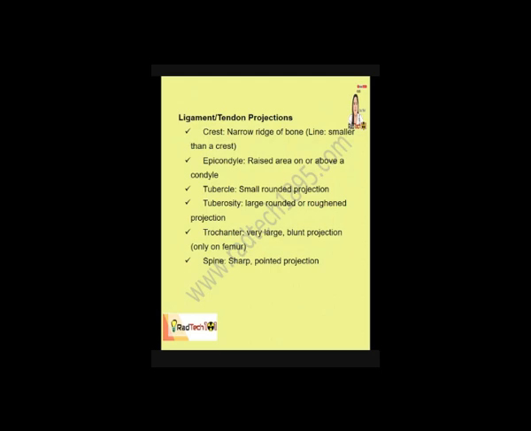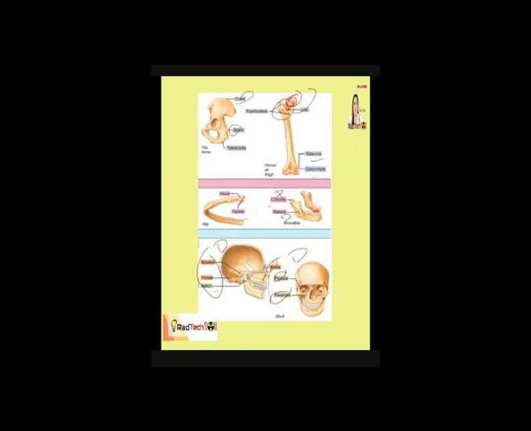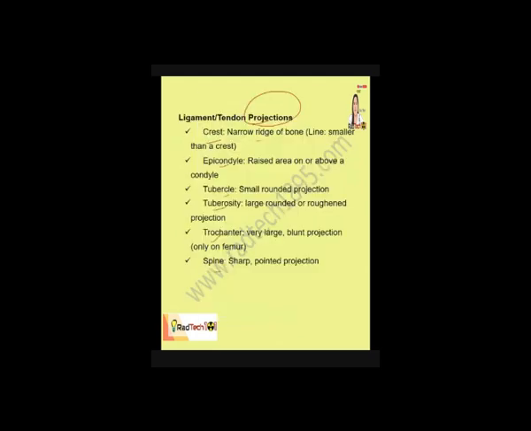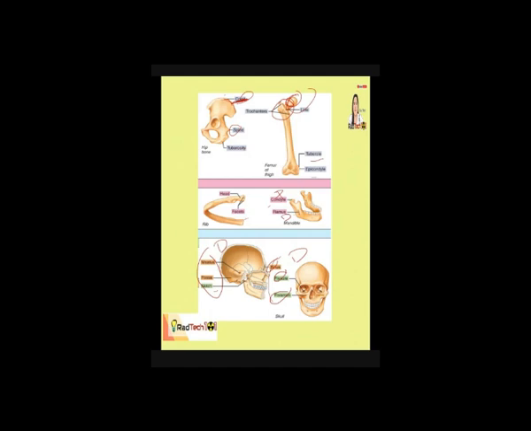So another one, ligament projections or tendon projections. Yung pinakita ko kanina, we have the crest, the epicondyle, the tubercle, tuberosity, trochanter, and spine. They are all projections. So, narrow ridge of bone. Ito kanina yung crest. Ito siya. Then we have the epicondyle here.